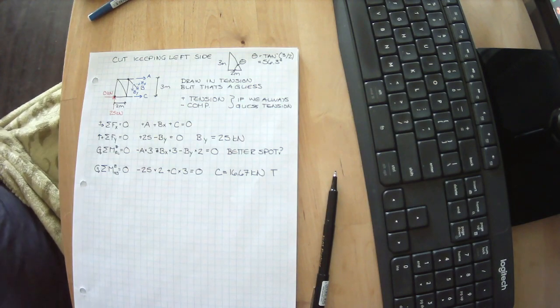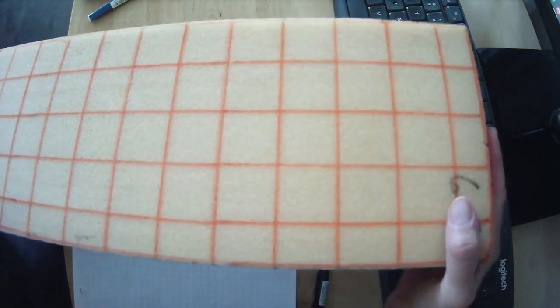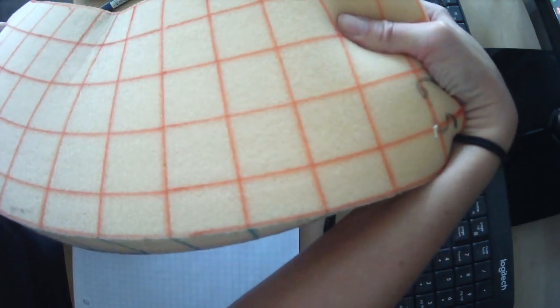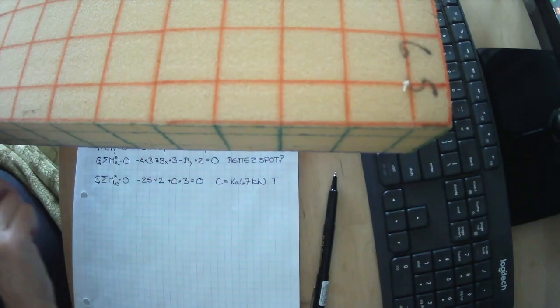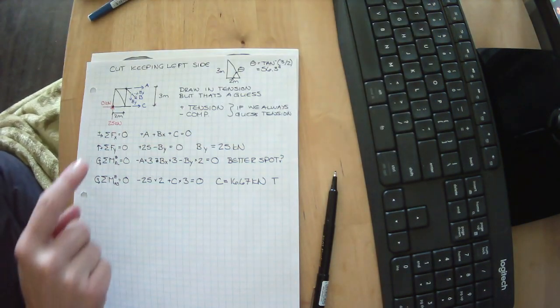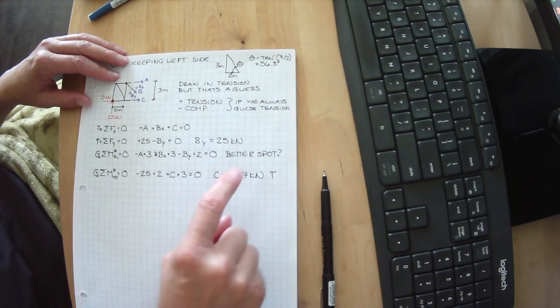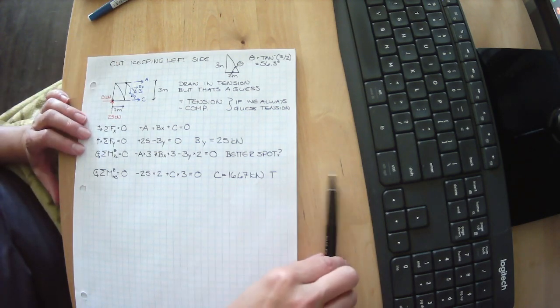Well, let's just take a look at our foam block here. When we tried to bend something, the top was in compression and the bottom was in tension. That seems to match what we expect should happen here on the bottom, that we do have an element in tension.